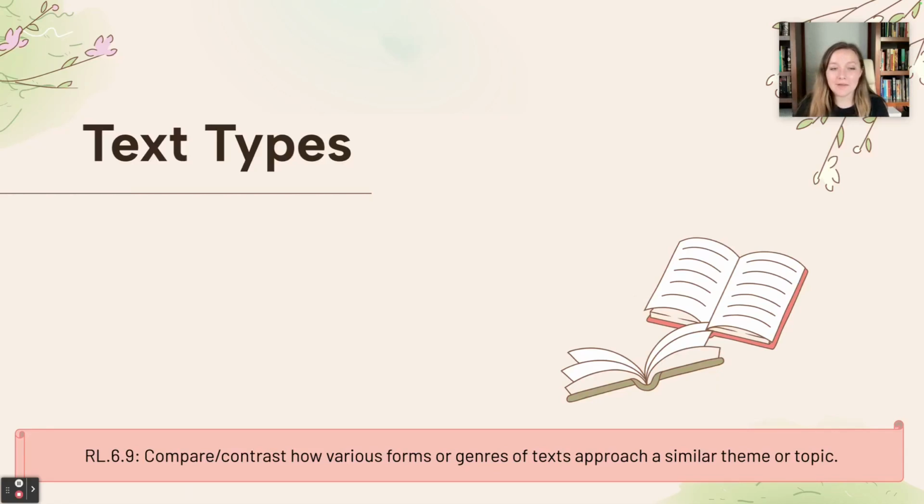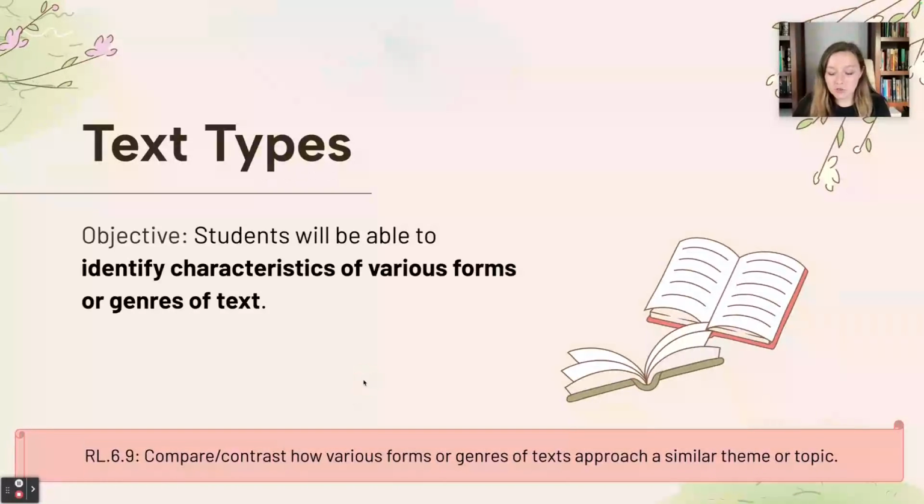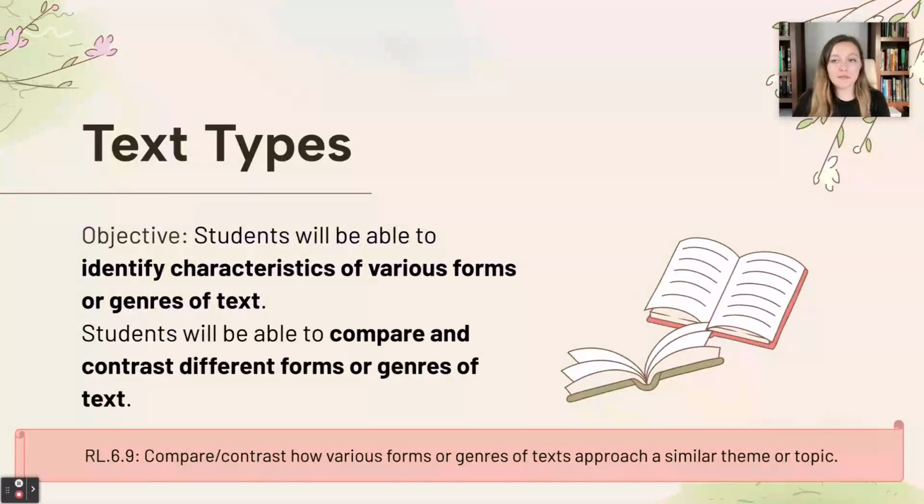Today we're going to be talking about text types, forms, and genres. We are doing this so that hopefully you will be able to identify characteristics of different forms and genres of text, so that eventually you'll feel comfortable comparing and contrasting different forms and genres.